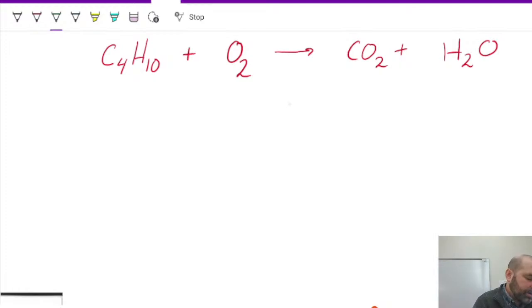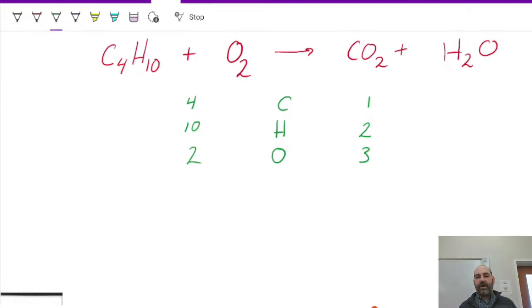So we'll start the same way. We'll look at our different atoms, C, H, and O, and we'll count up how many are on each side. So we've got 4 carbons on the left, 1 on the right, 10 hydrogens on the left, 2 on the right, and 2 oxygens on the left, and 3 on the right. Clearly out of balance. Let's start working to bring this in balance.